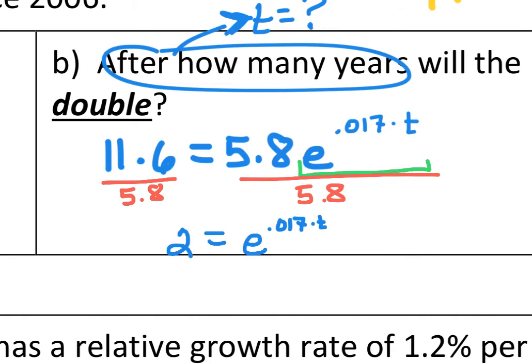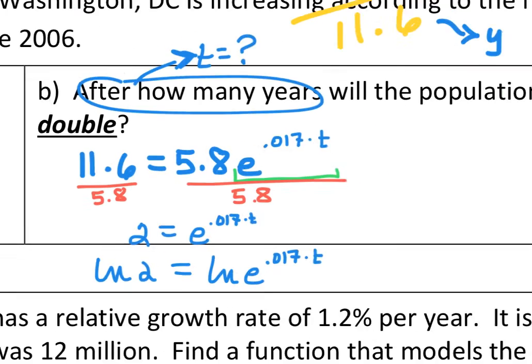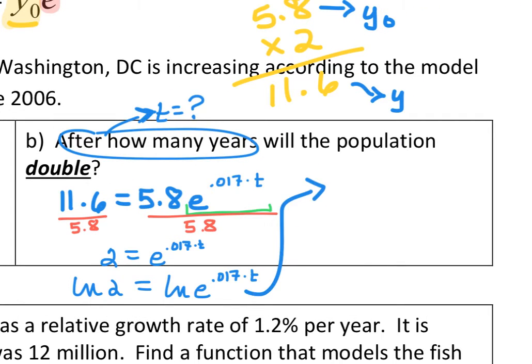And now you want to solve for the t. Remember that when the variable that you're solving for is part of the exponent, then you want to take the ln of both sides. And so I'm going to have ln of 2 is equal to the ln of e to the 0.017 times t power. And I ran out of space there, so I'm going to bring that over here. Remember that this whole thing, that 0.017 times t becomes the coefficient, and ln of e is just 1.